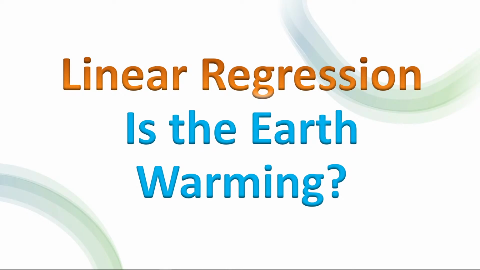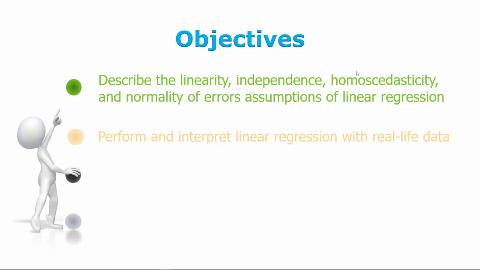Welcome. So in this part, we will apply what we learned before to an example. The objectives are the same: you should be able to describe linearity, independence, homoscedasticity, and normality of error assumptions of your linear regression, and perform and interpret linear regression with real life data.